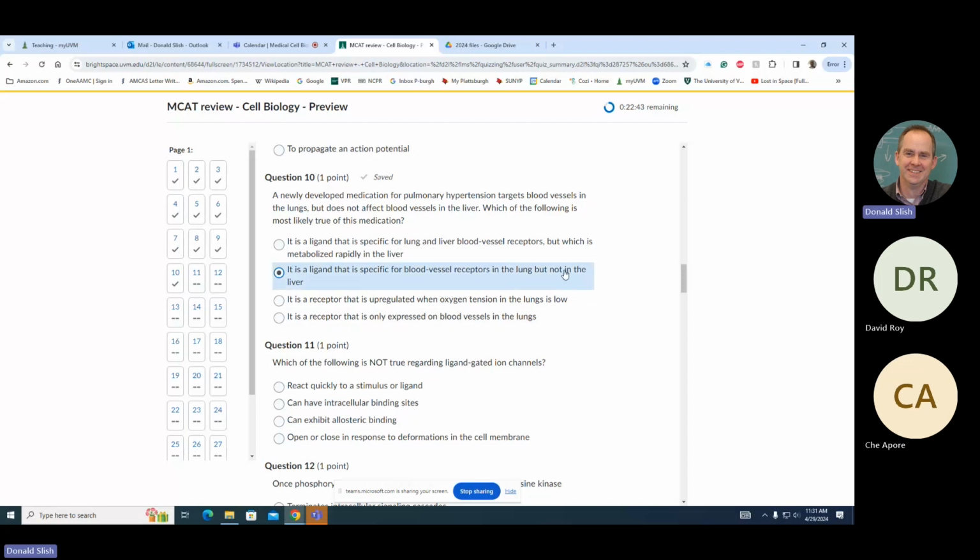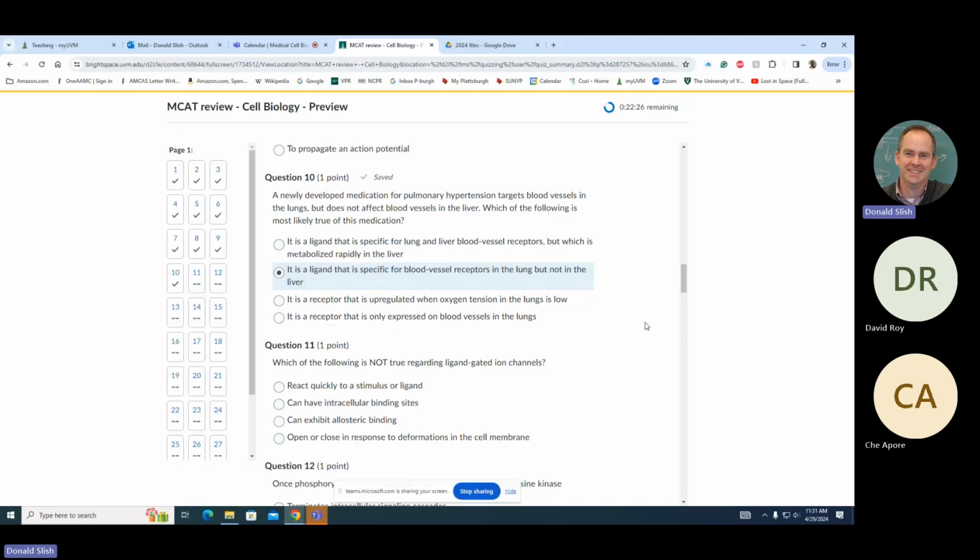I'm going to go with this one. Ligand is specific for, why not this one? It is a receptor. Oh, no. Medication is not a receptor. Okay, so it has to be that one. So yeah, that's kind of the thought process I went through.